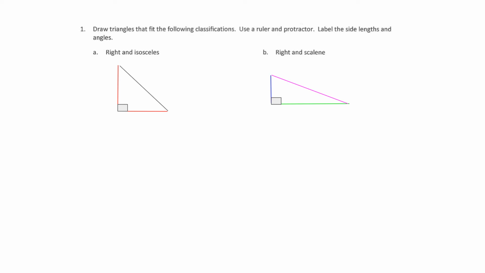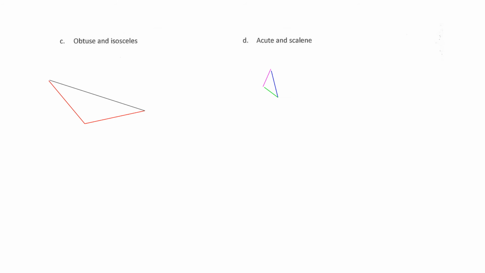Right and scalene. Now scalene means no sides are equal length, which is why I made them blue, green, and purple to show that they are different lengths and a right angle. But you would need to label the lengths.